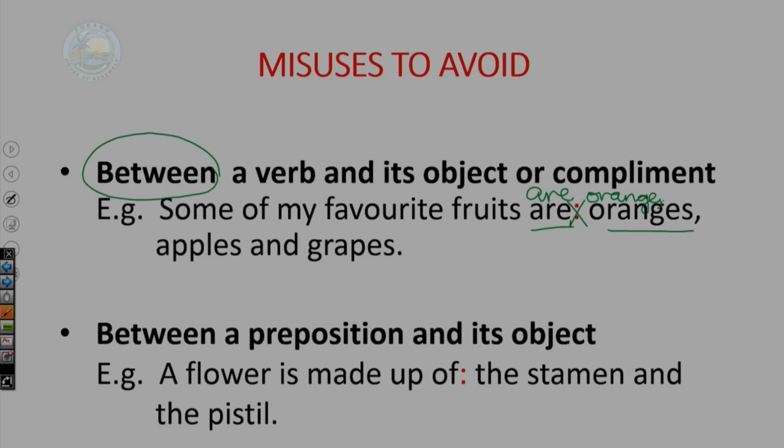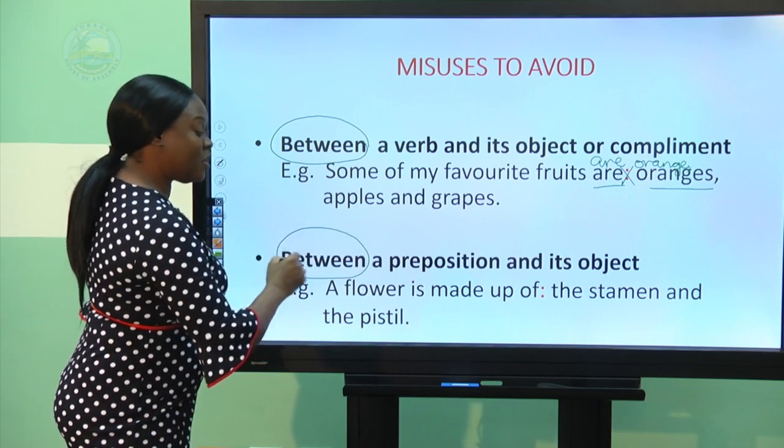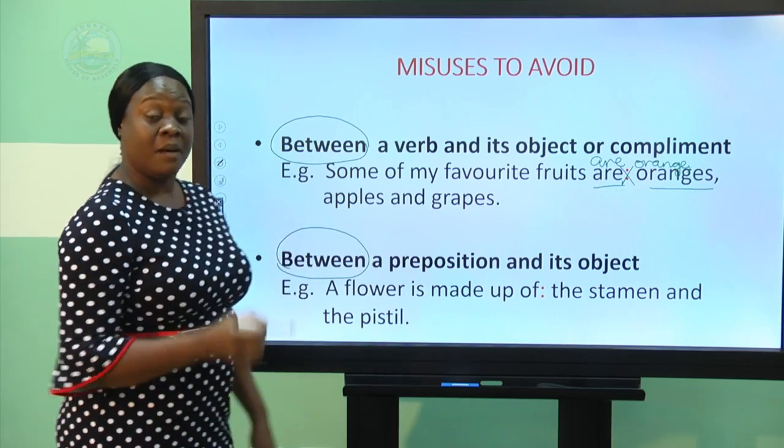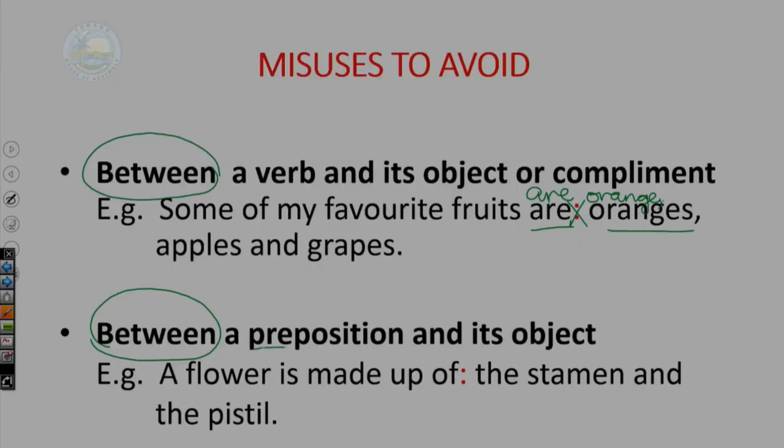Now, between is here again, and we never use a colon between a preposition and its object. And our example is clearly identified in this sentence. So, a flower is made up of the stamen and the pistil. The preposition in the sentence is this word of. And the object is the stamen. The object is also the pistil, but I'm not going to go right down there. So we're going to look at this one here.